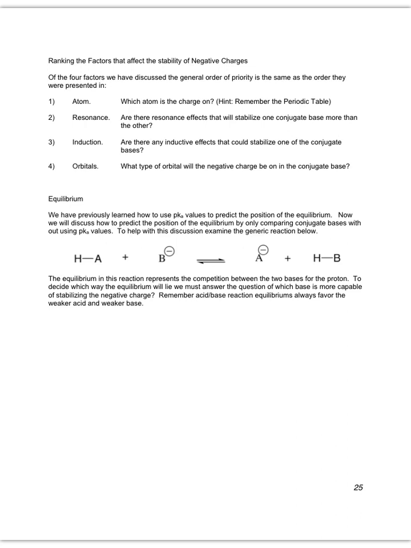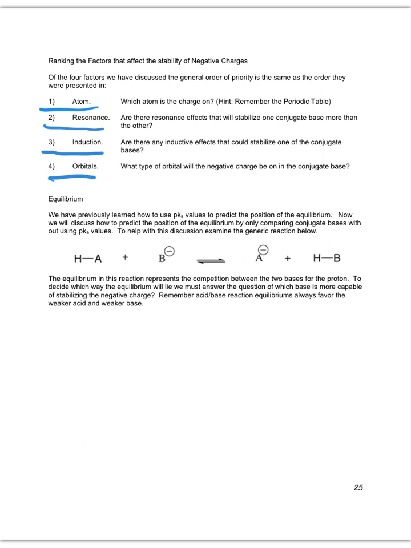So as we're going along, what we need to do is rank the factors that we would look at. You know, the atom, what type of atom is it? Can we draw resonance structures? Is there induction? And do we have orbitals? These four things we will use to answer any of the questions we have to come up with what's going to happen.